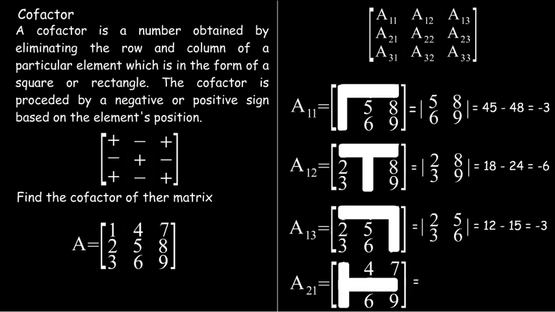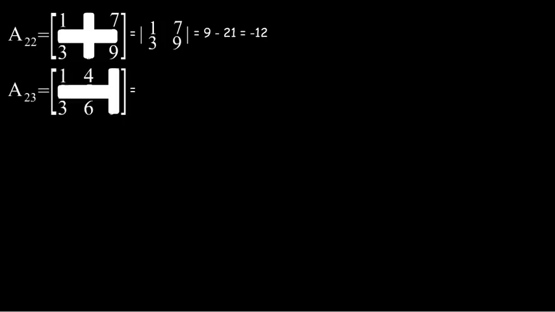And for A21, it will be 4 7, 6 9 as our smaller matrix, which is equal to 36 minus 42, which is equal to minus 6. For A22, eliminating our row and our column, our smaller matrix will be 1 7, 3 9, which will be equal to 9 minus 21, which is equal to minus 12. And for A23, which will be 1 4, 3 6, that's our smaller matrix, finding the determinant is equal to 6 minus 12, which is equal to minus 6.